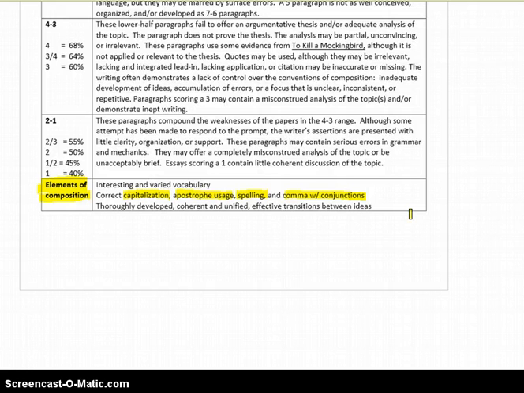And then also, I'll be looking to see that your paper is thoroughly developed, coherent, and unified. So it flows well. It all reads as one smooth paragraph. And finally, I'll be looking for effective transitions between ideas, and we will be talking about transitions over the course of the next couple weeks.